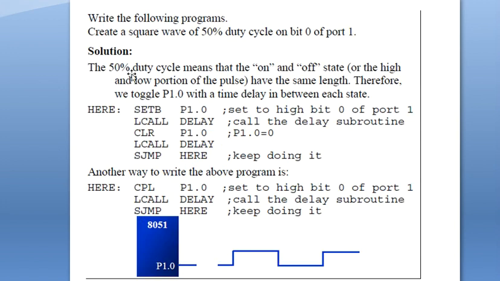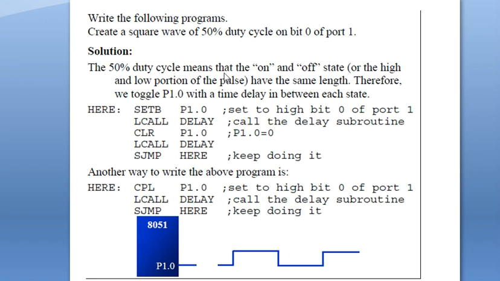In this we are going to generate the 50% duty cycle. Write the following program to create a square wave of 50% duty cycle on bit 0 of port 1. Here 50% duty cycle means the on and off periods are both the same. So we are going to see how it will be done.